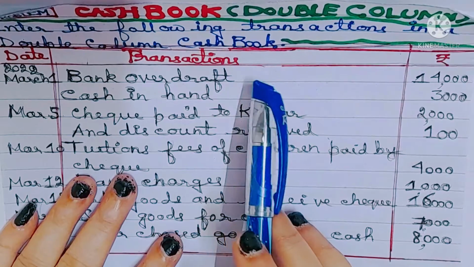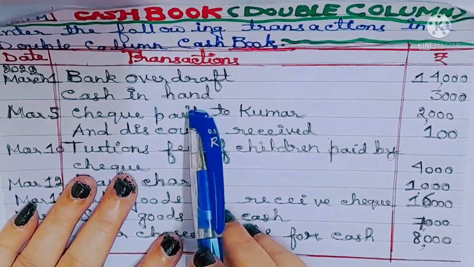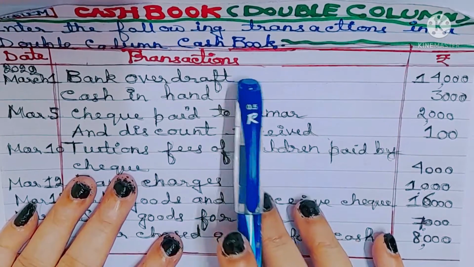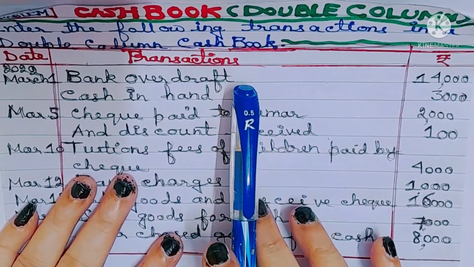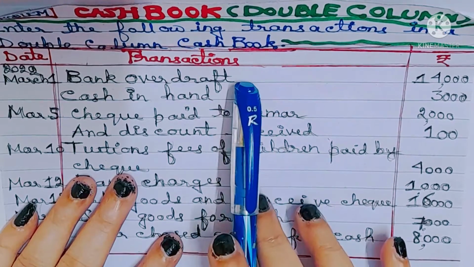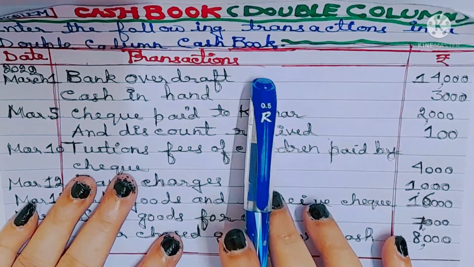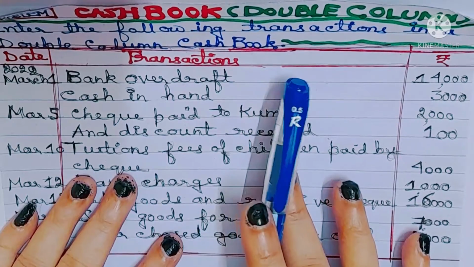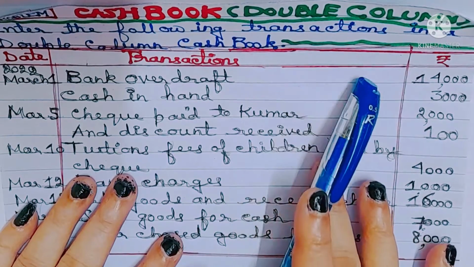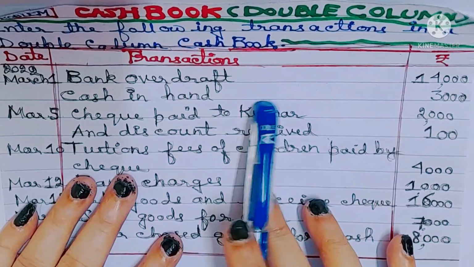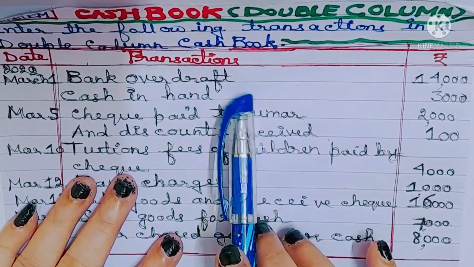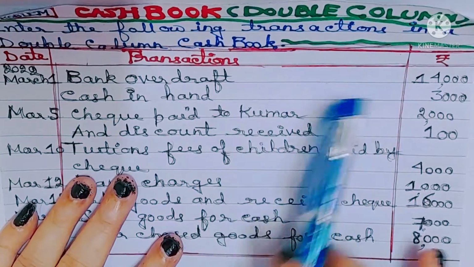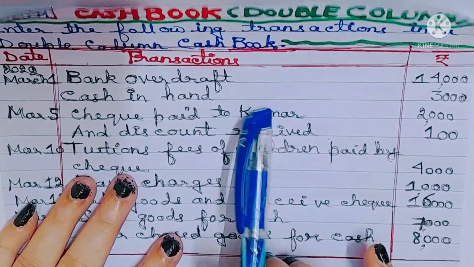Bank overdraft means it's a credit balance. And cash in hand on the same date, 1st March, is 3,000. This is the opening balance of bank, but it's a credit balance. Since it's a credit balance, we'll have to write on the credit side in the bank column. So we'll write by balance BD in the bank column on the credit side 14,000. Cash in hand is a debit balance. So we will write to balance BD 3,000 in the cash column on the debit side.